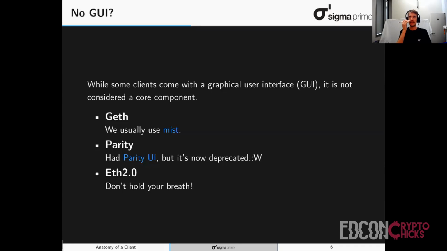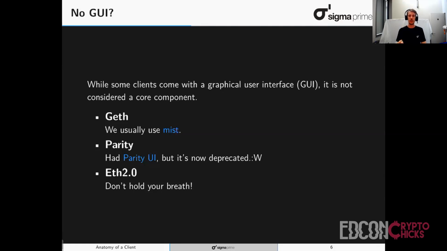Yeah, I see Peter says EOS has a GUI, and I believe that. And Parity also used to have a GUI, but they deprecated it. And I think I've got a typo there. That :W is my Vim trying to write, so you can ignore that. But the Parity UI has actually been deprecated now. Oh, it was a joke from Peter. So EOS doesn't have a GUI. There you go. I haven't actually used EOS, so I wouldn't know.